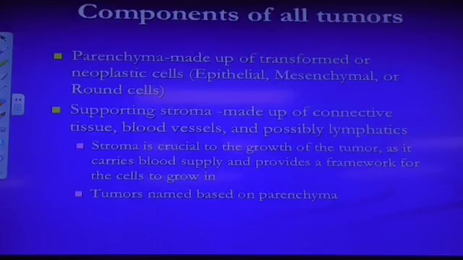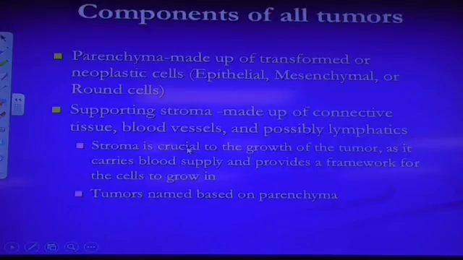So then you have the parenchyma and the stroma. The stroma is made up of the connective tissue that these cells are residing in. You have to have a stroma because that's where your nutrients and blood supply come from. And you have to have a framework to grow on. If you just have a cell sitting there, there's no way for it to do anything, like if it's in a petri dish. So you need stroma.